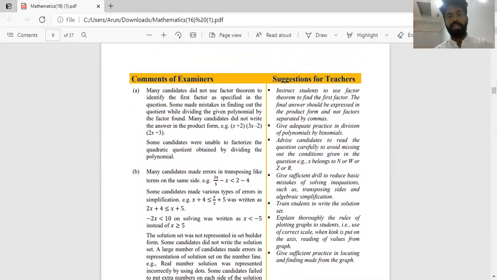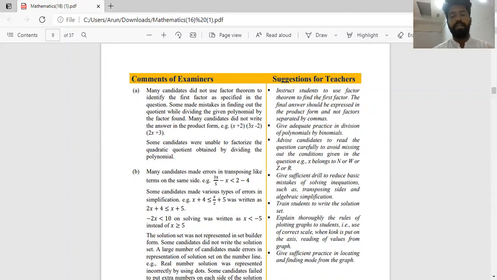So, certain tips from our end for this particular chapter. You need to read the question carefully to avoid missing whether the value of your variable belongs to whole numbers, natural numbers, integers, or real numbers. You have to accordingly, after solving, make your solution set. Then you have to give sufficient drill or practice to reduce basic mistakes of solving inequations, such as transposing sides and algebraic simplification, which include your LCM, plus and minus mistakes, and various other types of mistakes.